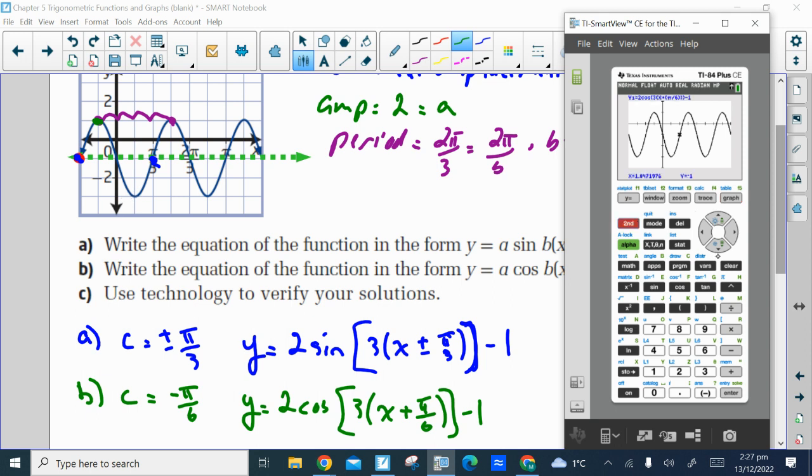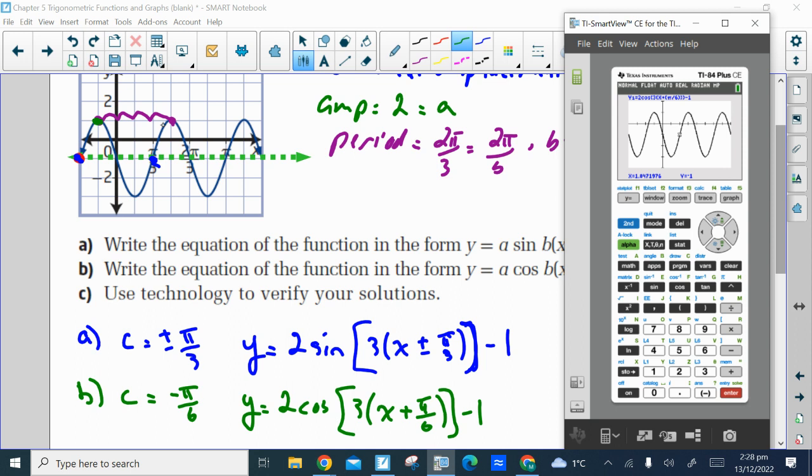So go into trace and let x equal pi over 6. We get the right y value, negative 3. At pi on 3, we should be at the horizontal midline where the y value is negative 1. So if I let x equal pi on 3, y should equal negative 1, and it does.